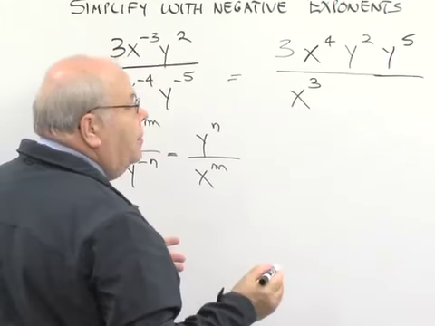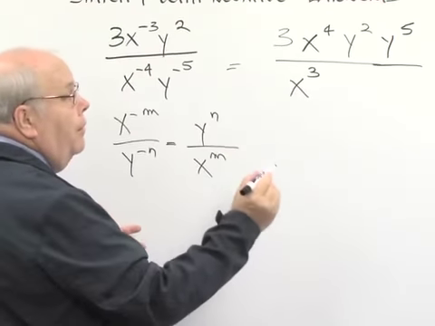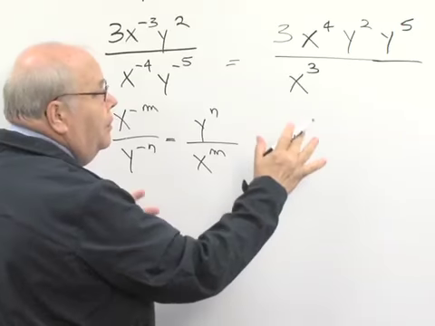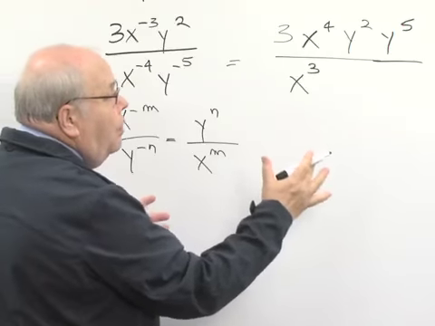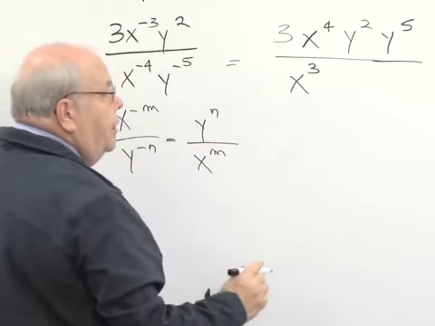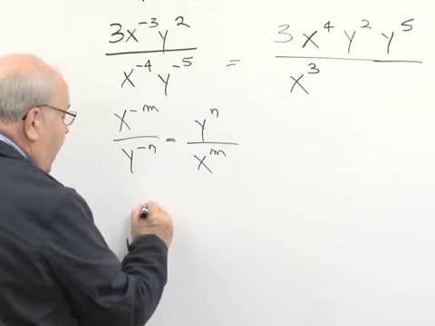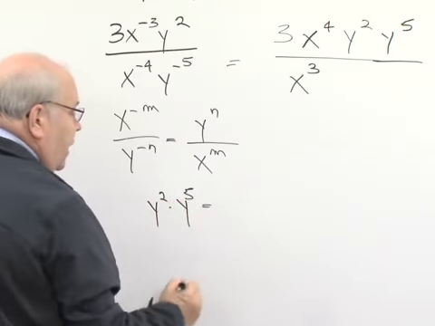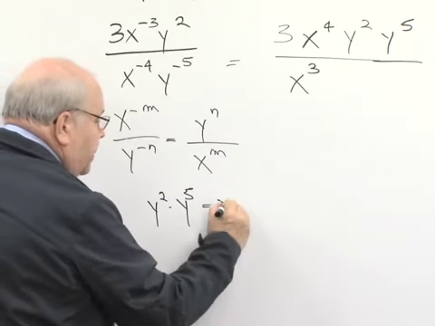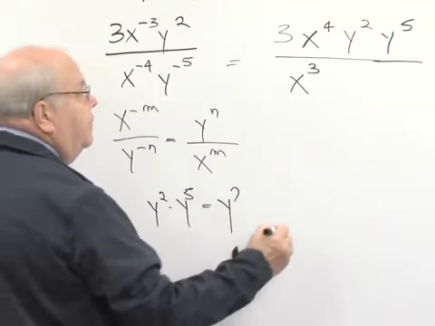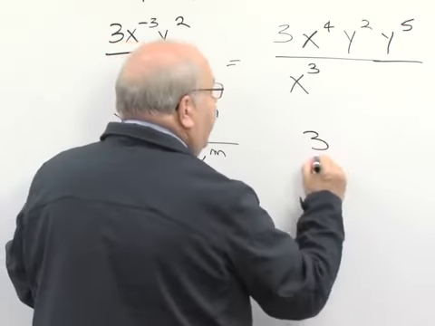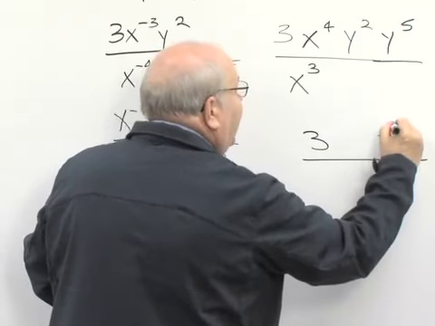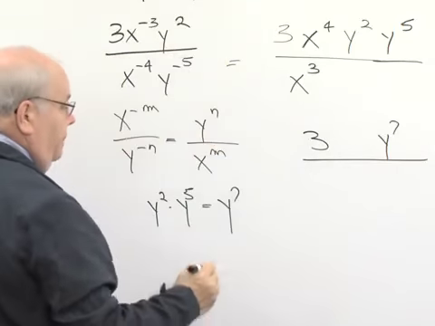Now, there is opportunity to do some of our power rules, our exponent rules, our product rules, and our quotient rules as we go through these problems. Notice here we have y to the 2 times y to the fifth. When you multiply, you add the exponents, so this would be y to the 7th. So we end up with 3 and y to the 7th in the numerator.